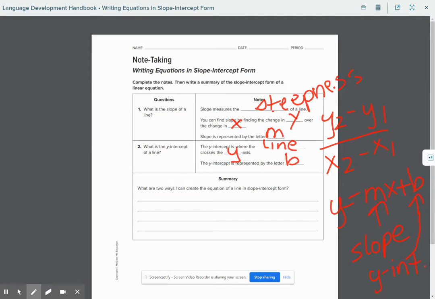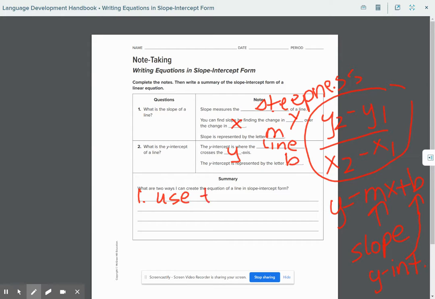Put this in your notes, y equals mx plus b, where m represents the slope, which is the change in y over the change in x, plus the y-intercept. So what are two ways that you can create the equation of a line in slope-intercept form? Well, you can use the slope and a point on the line.